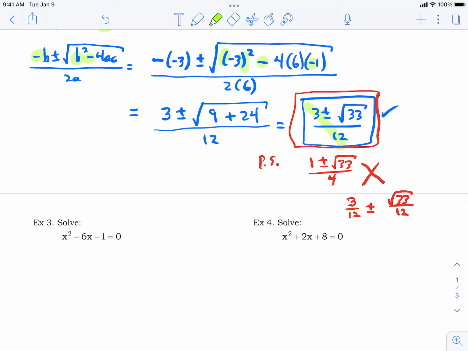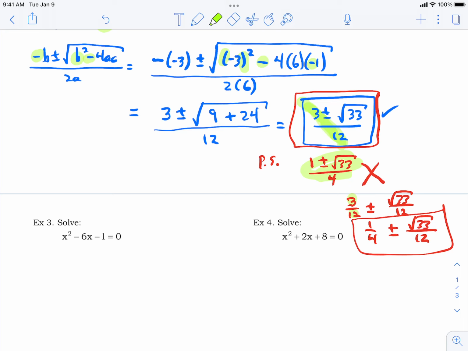So if you were to cancel 3's here, you can cancel them here, that's fine. You'd have a 1/4. But notice you're not going to have a 4. It's still going to be a 12. And actually this is an acceptable answer too, if you want to write it that way. But what you're not going to do is do this.